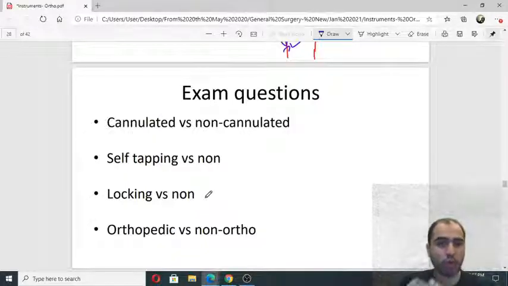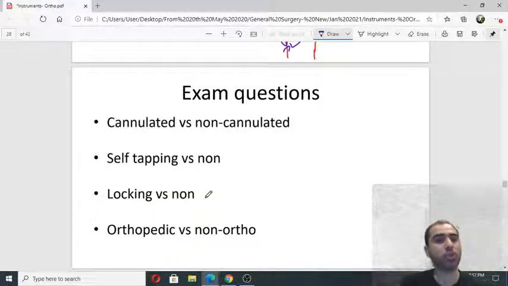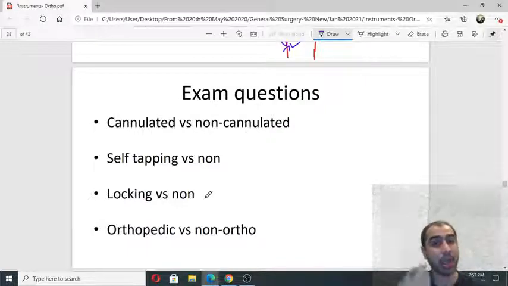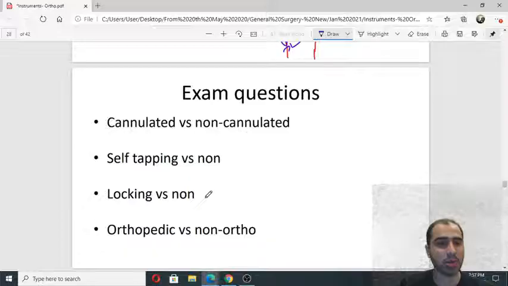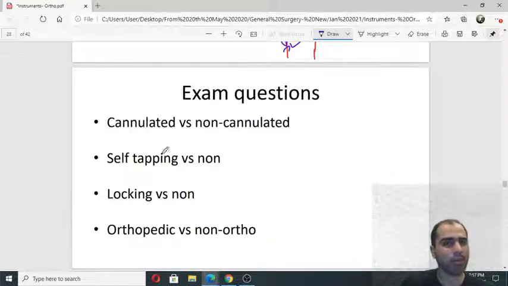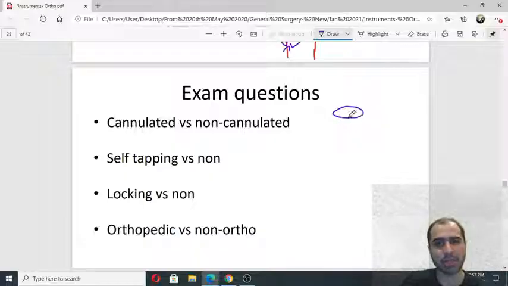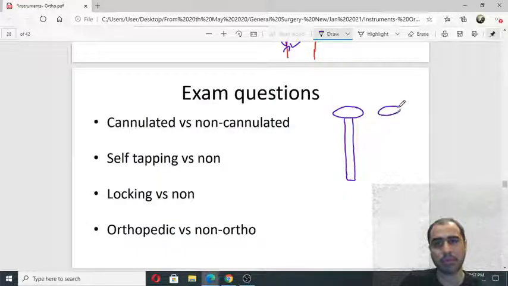Plates we will do tomorrow. Tomorrow also I have kept a class, part 2 orthopedics, where we will do plates, we will do wires, and we will do external fixators, and we will discuss neck of femur. And of course implants. So before I jump to plates, what is a cannulated screw? What is a non-cannulated screw? I mean, what is the advantage of a cannulated and a non-cannulated screw? Which one is preferred?